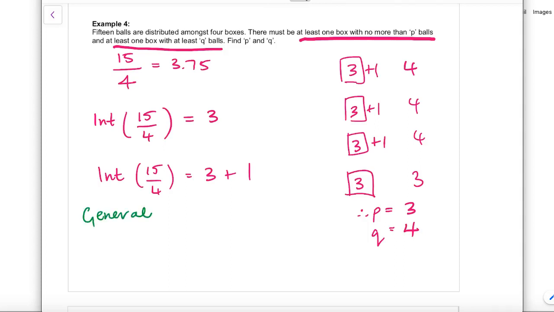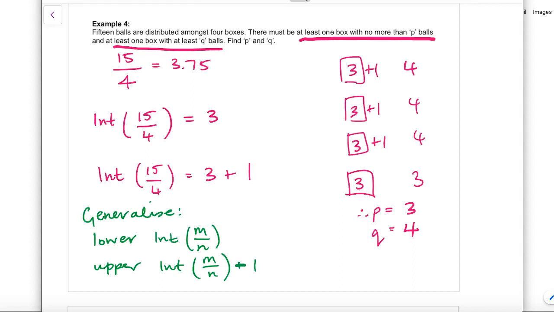We could generalize this to say the lower value we get when we take the integer of the items divided by the number of containers or boxes can tell us that the maximum in one container will be at most that value, and the upper value would be the integer of the number of items divided by the number of containers, plus 1. And this will be the minimum of one container with at least this many.